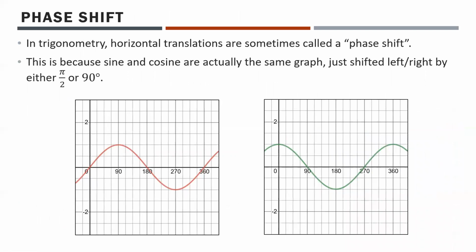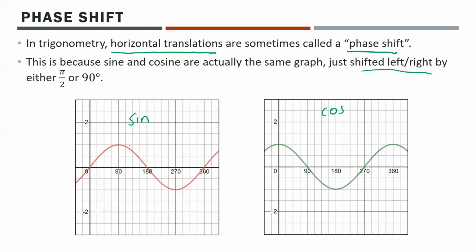So in trigonometry, horizontal translations are sometimes called a phase shift. That's just a different way of saying a horizontal translation. And this one I do actually know why, unlike why they used C and D instead, but this is because sine and cosine, they're actually the same graph. Like, this is sine and this is cosine, right? They're the same graph, it's just they were shifted left or right by either pi over 2 if you're in radians or 90 degrees if you're in degrees, right?